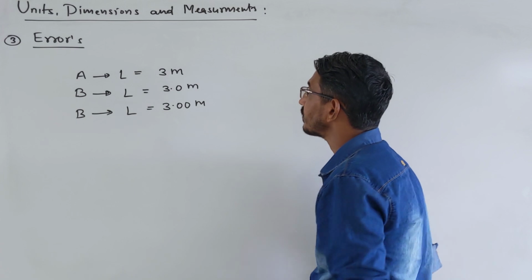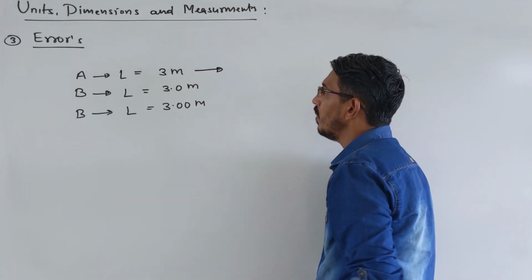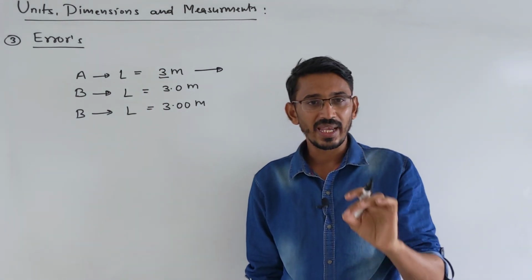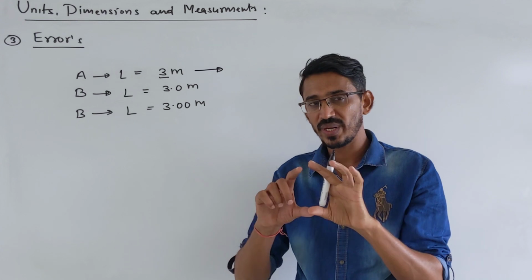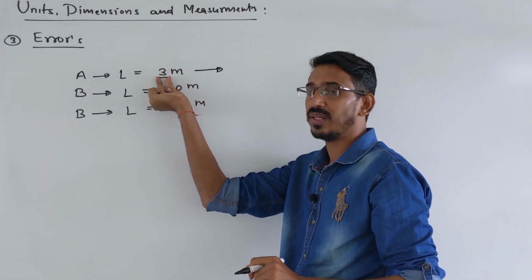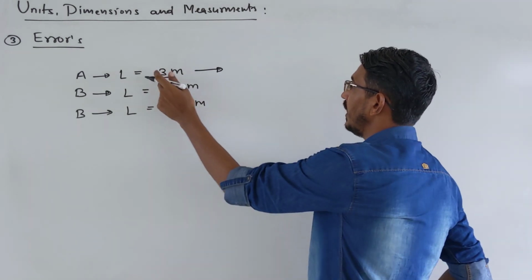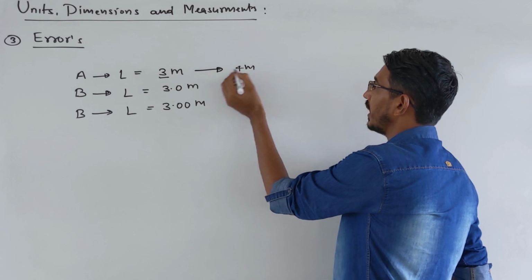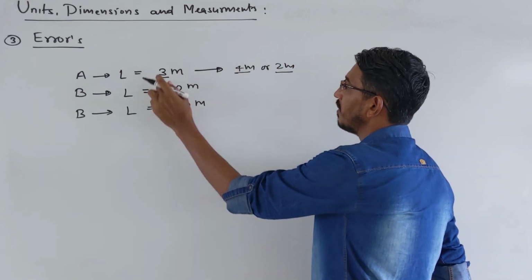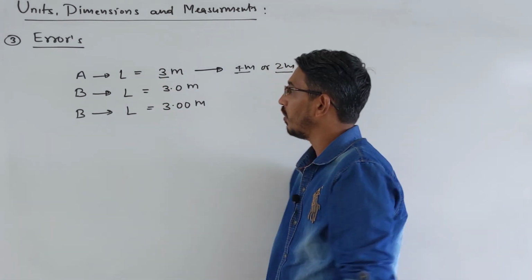Now what's the meaning of this? Try to understand. This student is measuring with some instrument which measures directly in 3 meter. It means that in the instrument he is using, he can make an error of 1 meter. In this digit itself he can make an error. Instead of reading 3, he can write 4 meter, or he can write 2 meter, right? He can make an error in that digit. His instrument is not precise.